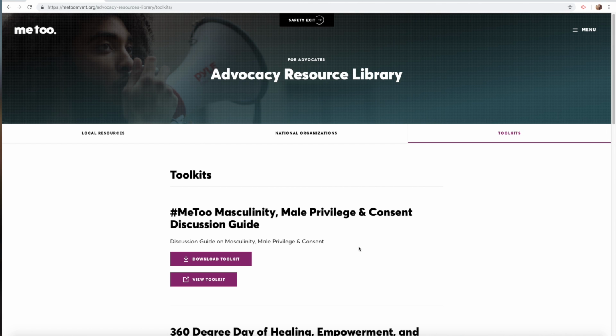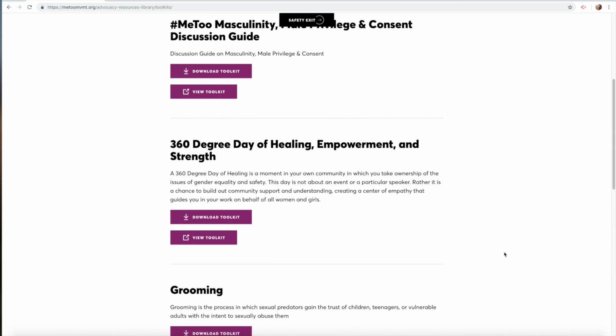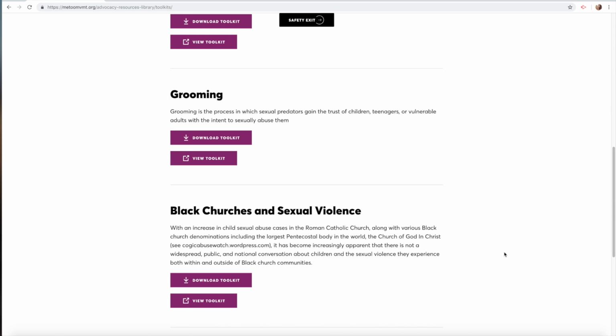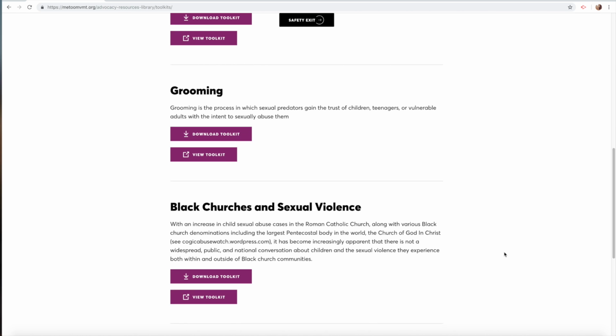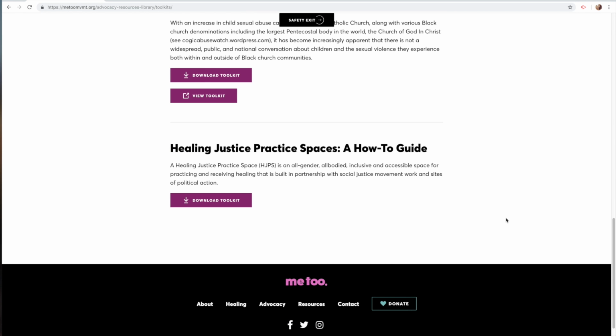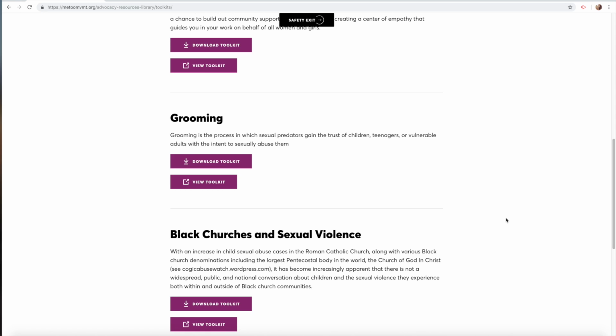The best part about this are these downloadable toolkits talking about the different parts of the Me Too movement that are really important and how you can help other people as an advocate to duplicate the work that is being done in the movement. And there are a bunch of different toolkits that are really helpful and span kind of the different parts of the advocacy for the Me Too movement.